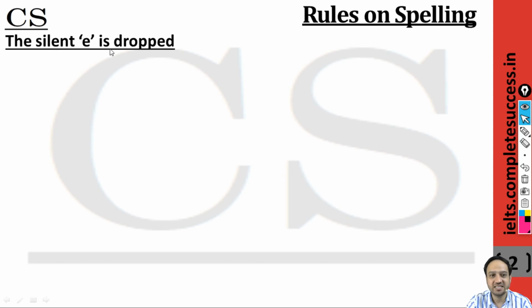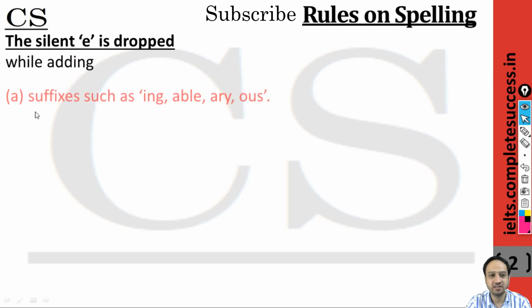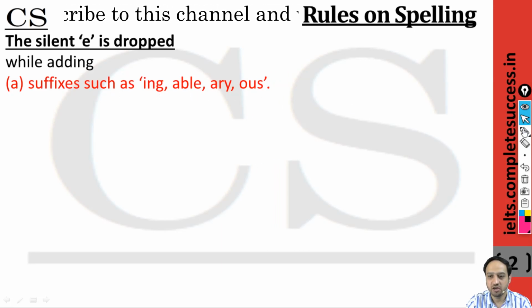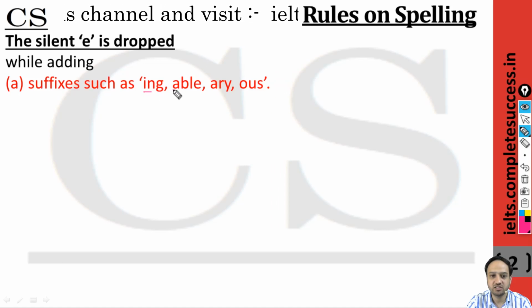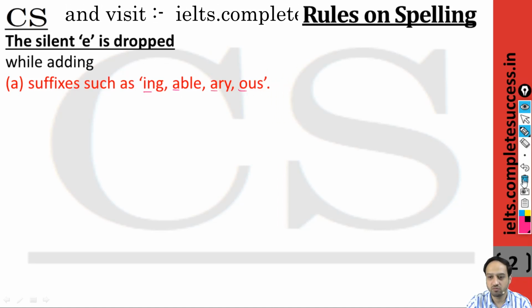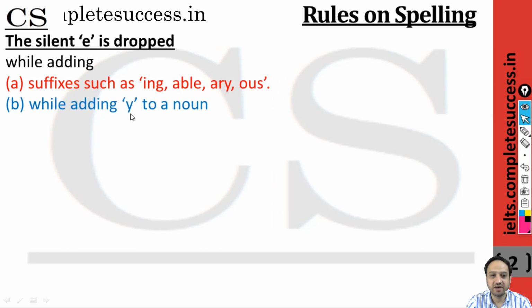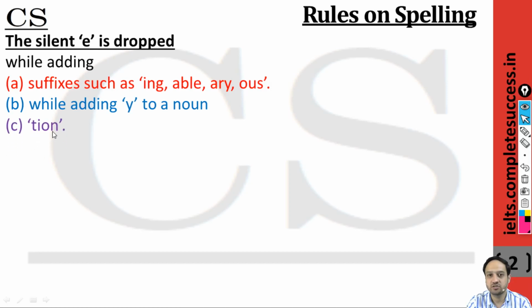The silent E is dropped while adding suffixes such as ing, able, ary, and ous. If you look closely, all these suffixes start with a vowel letter. Second is while adding y to a noun. When we add y to any noun, we drop the last letter e. And when we add tion to a word which ends in e, we again drop the letter e.